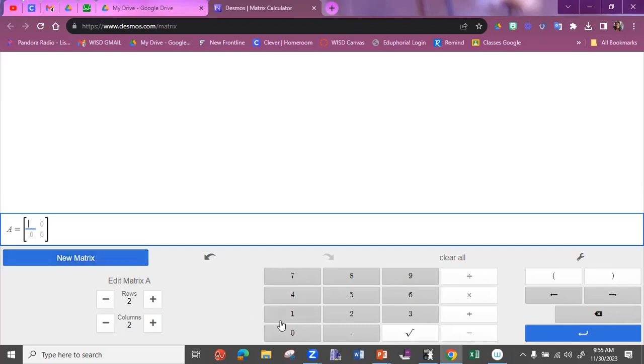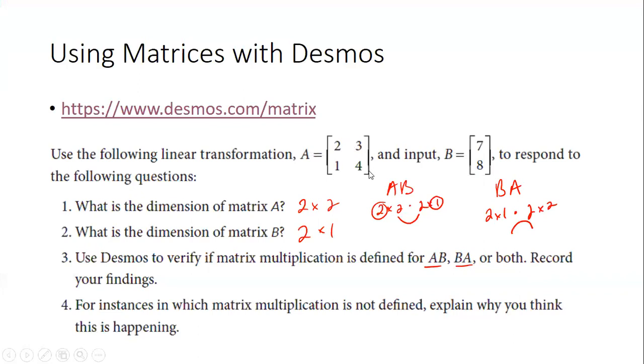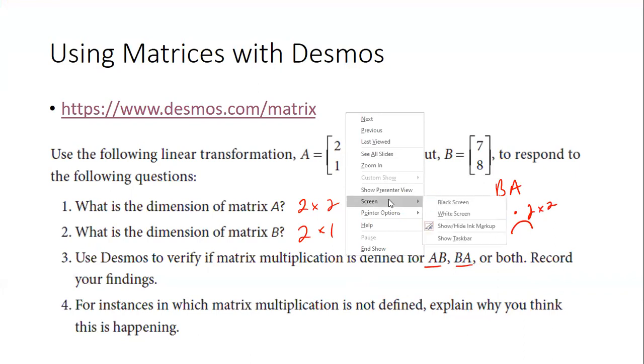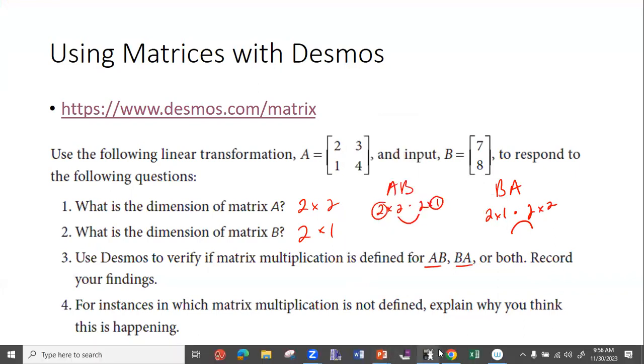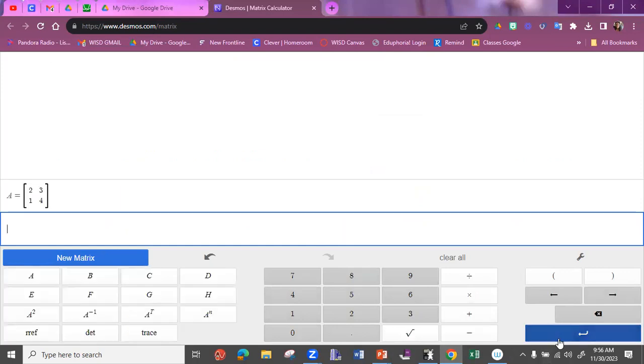Can someone tell me the entries of the 2 by 2? It's 2, 3, 1, 4. 2, 3, 1, 4. Gotcha. My bad. 2, 3, 1, 4. And that's matrix A.